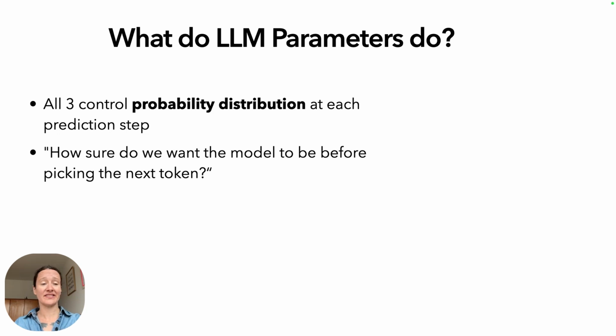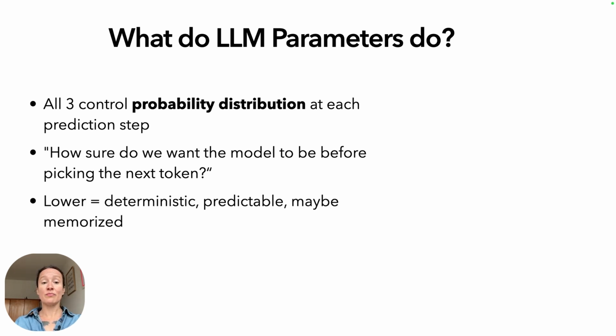So basically it's asking the question, how sure do we want the model to be before picking the next token? We can try to make it more sure. We can try to influence it to be a little bit less sure of the answer. And these are ways that we can put in our own inputs and also compare depending on our use case, which we'll get into in a second.